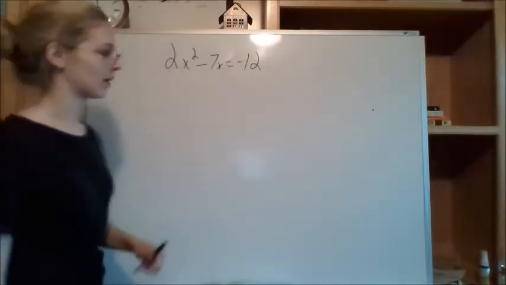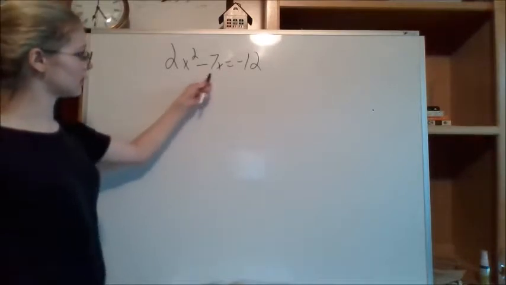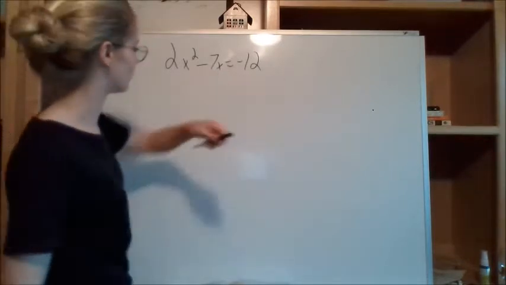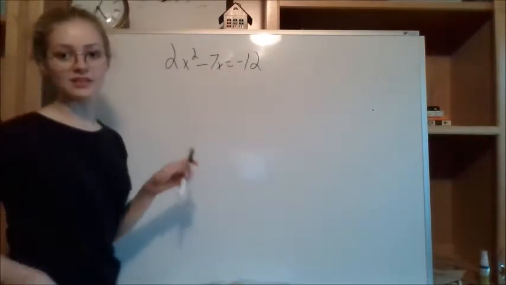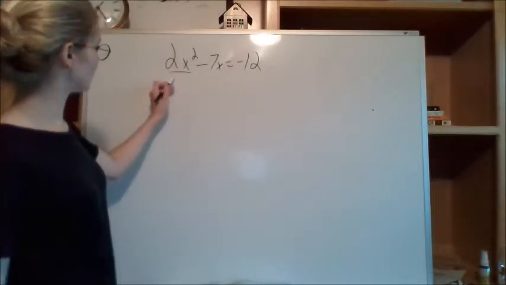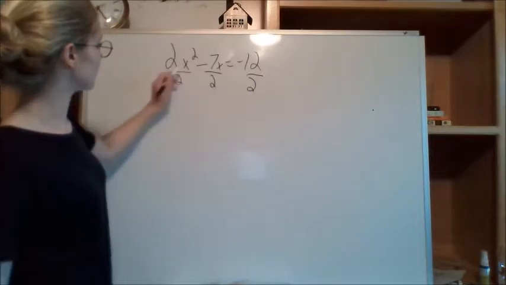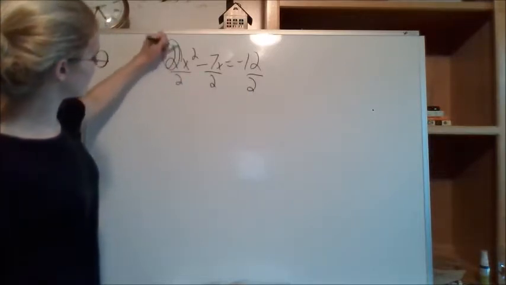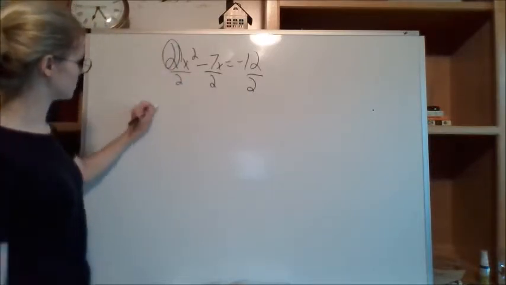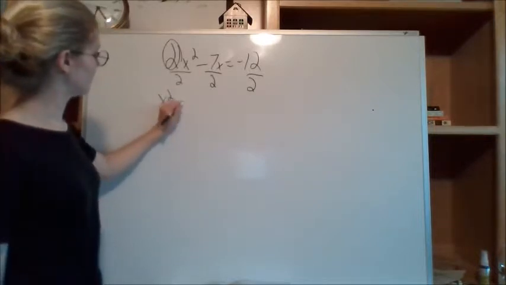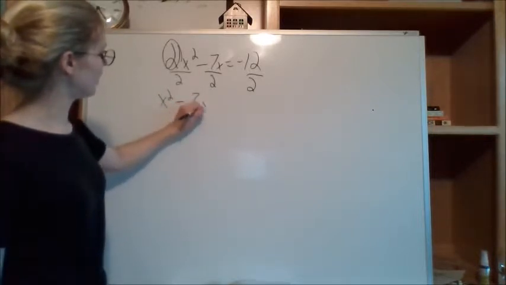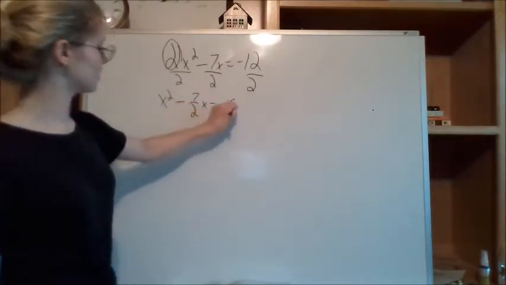Let's try a harder problem. So 2x squared minus 7x equals negative 12. To make this easier on ourselves, we're going to divide every term by 2 so that we get a coefficient here of 1. So x squared minus 7 over 2 x equals negative 6.